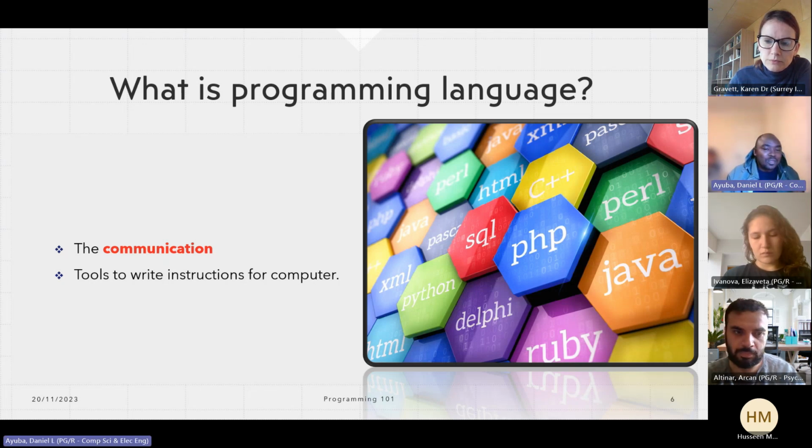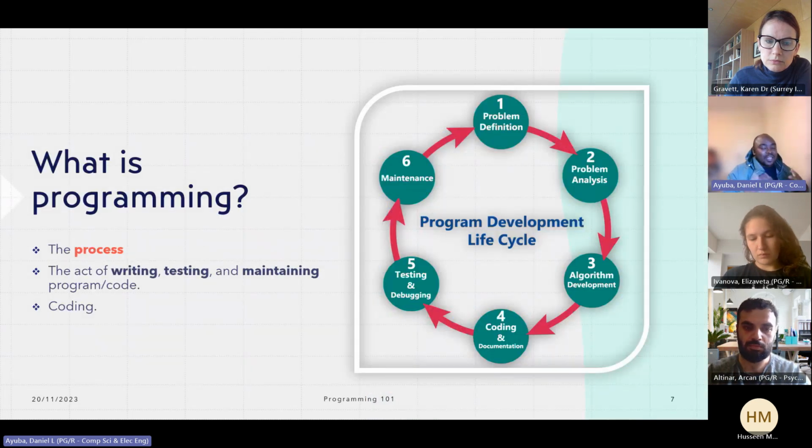So let's go back to talk about exactly what this programming is. So again, programming is the process, right? Remember, we spoke about the program itself, we spoke about the programmer, and now we're talking about the programming, which is what?